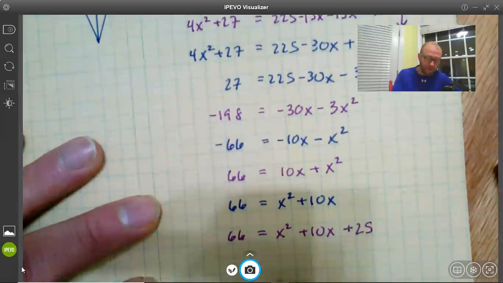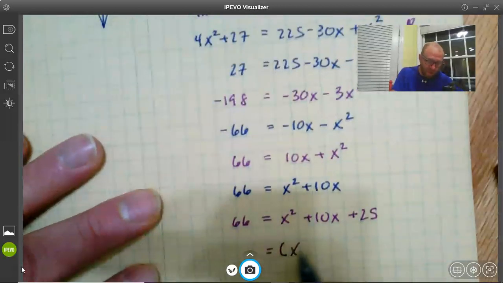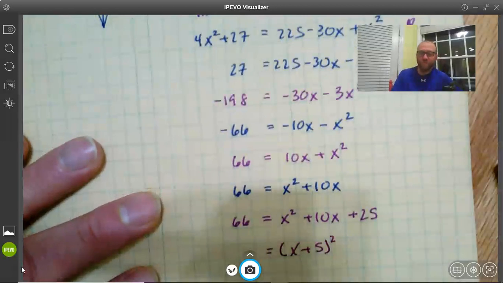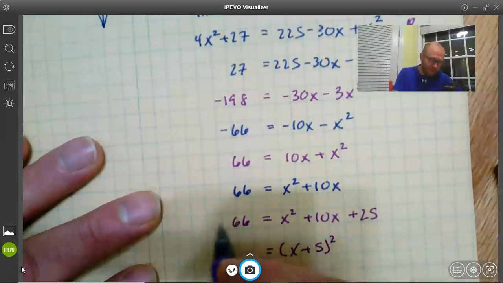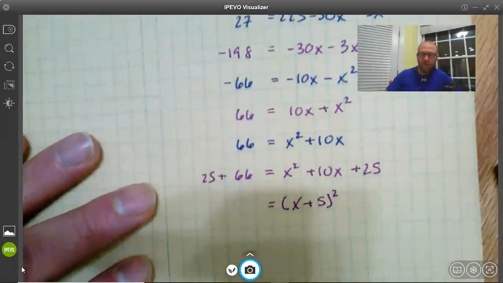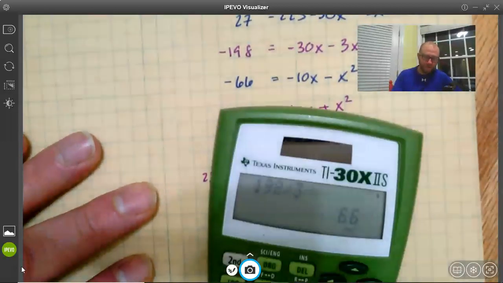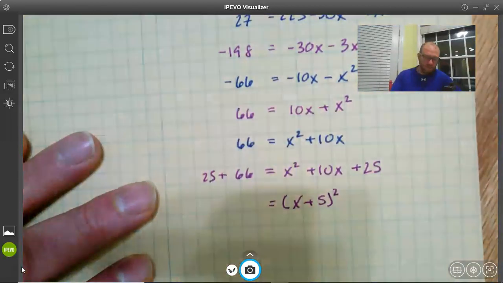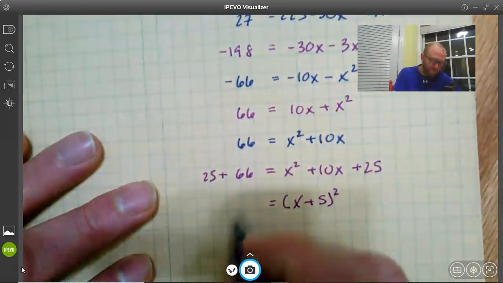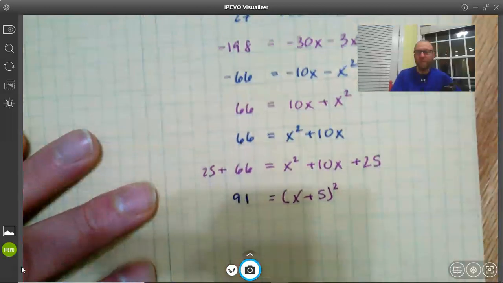So this is going to become x plus 5 squared. Over the other side, of course, I added 25 over here, so I have to add 25 over here. Seeing 25 and 66, we have 91.